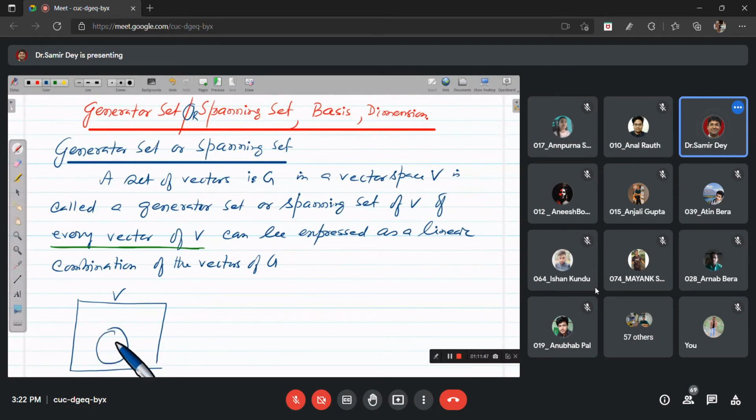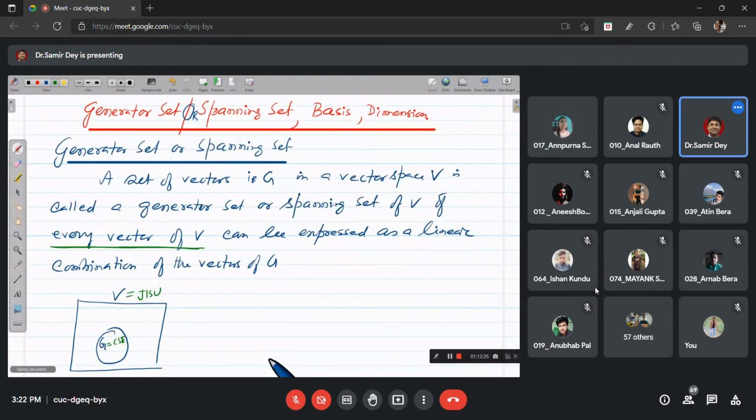So this is your G, where you have some set of vectors. If I compare, this vector space is basically Jisoo, and this G is basically the CSC department. If it is possible to represent all qualities of Jisoo by this CSC department, then we can say CSC department is the generator set or spanning set of Jisoo. Are you getting my point? Yes or no?